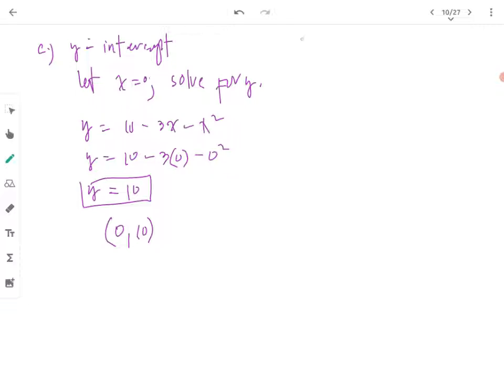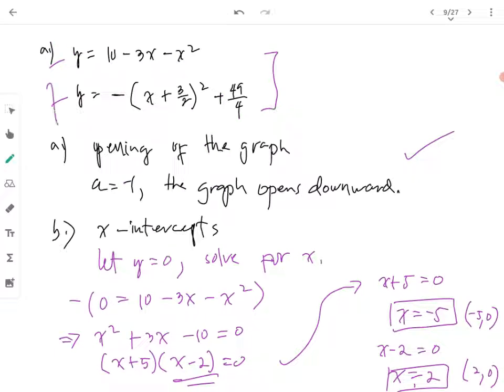So it goes down, it will pass through 0, 10, then after that it will pass through the x-intercept, the points on the x-axis. Letter D is the vertex. Let's go back to this one.